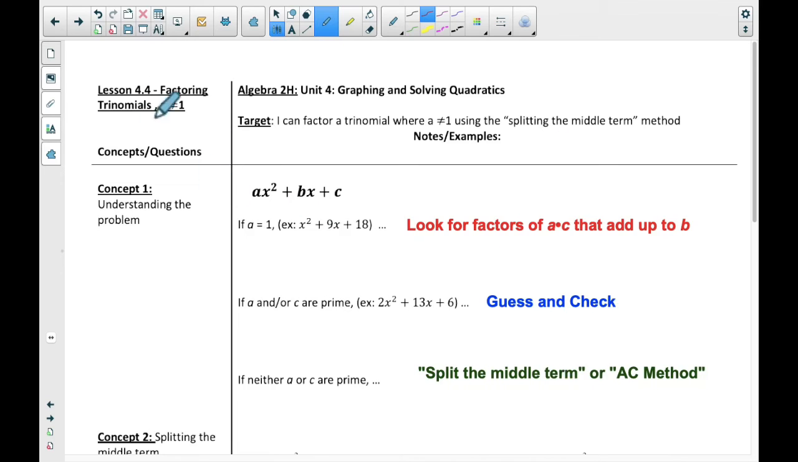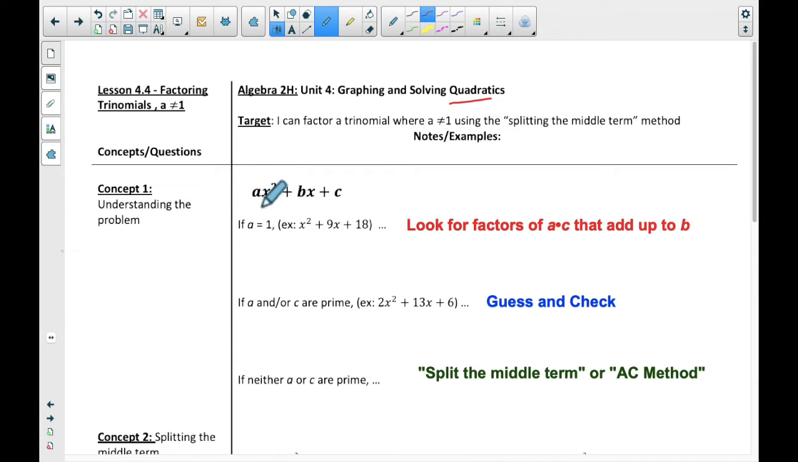Hi everybody, this video is going to be lesson 4.4, which is talking about factoring trinomials, specifically factoring trinomials when a does not equal 1, although we will start with when a does equal 1. So this is an example of a trinomial. It is a quadratic and there are 3 terms. And so I set up here factoring trinomials. They really are quadratic trinomials, so that's what we're focusing on.